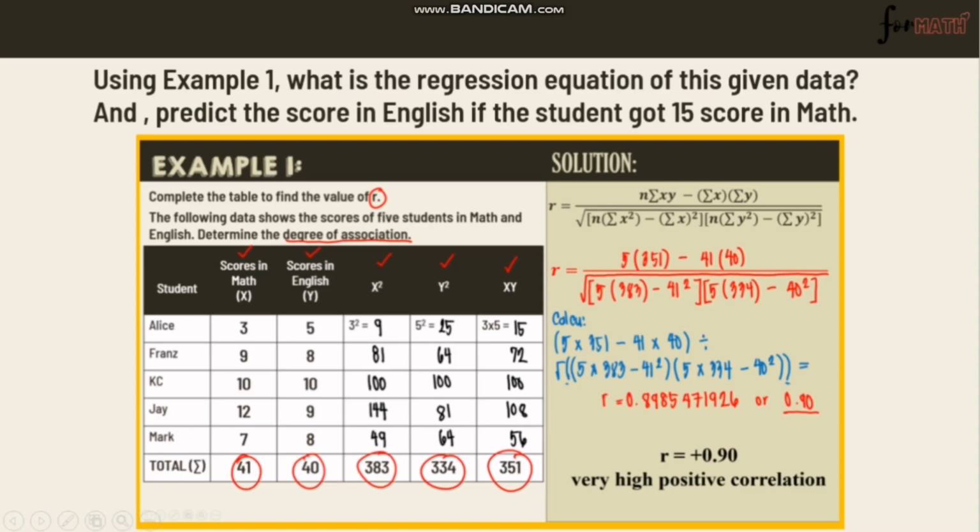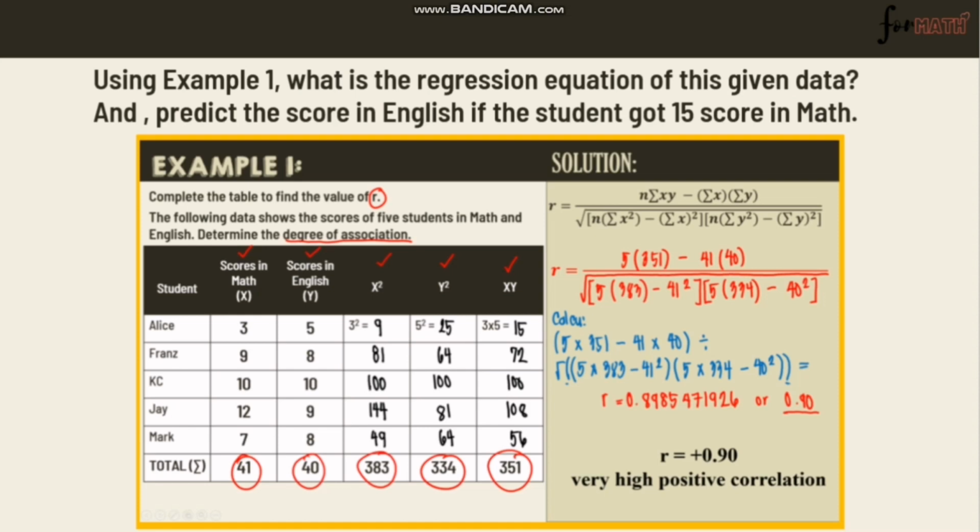Using example number 1, what is the regression of this given data and predict the score in English if the student got 15 score in math. So if you remember the discussion about the regression, first thing you have to do is to determine kung may relationship ba yung dalawang variable. So based on example number 1 kanina, in correlation analysis, meron pong correlation, itong example number 1, which is very high positive correlation. So pwede tayong tumuloy kay regression equation.